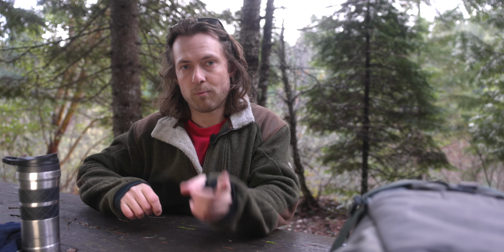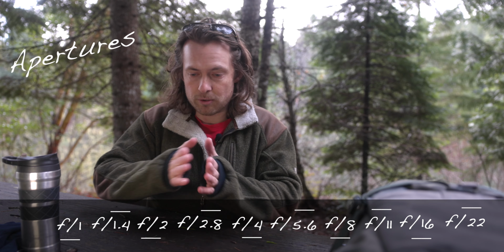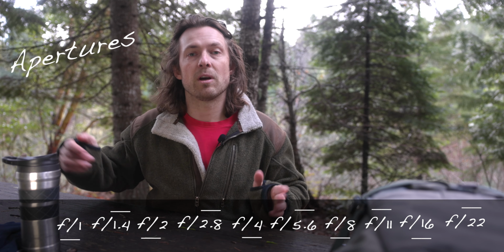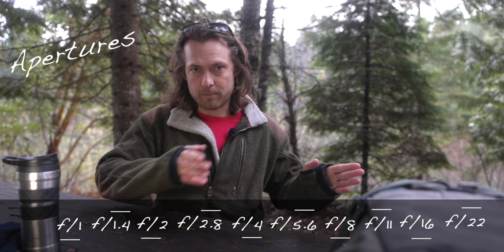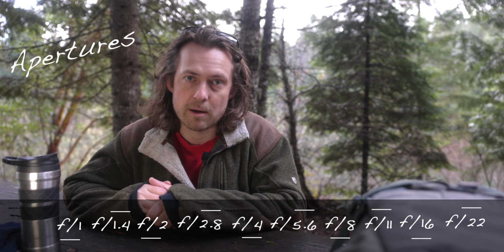You start with f1 and f1.4. The rest you can figure out by doubling that. So double f1, you get f2. Double 1.4, you get 2.8. F4, 5.6, F8, F11, F16, and F20. So those are your standards. You just keep doubling those numbers, every other number. I'll put them right here so you can see what I'm talking about.